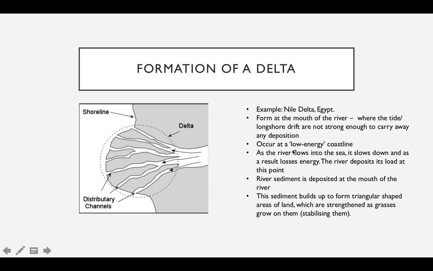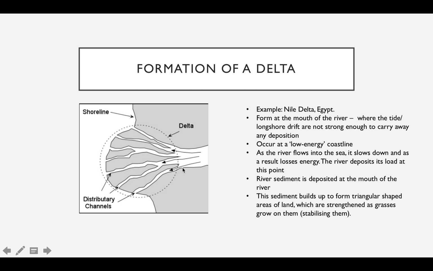So in other words, it occurs at a low energy coastline. So the river flows into the sea, it slows down, and as a result, it loses energy. The river deposits its load at this point, and the sediment builds up at the mouth of the river to form triangular shaped areas of land. So that's simply where you can see the point pointing back upstream. So they're just triangular shapes, and they're pointing back upstream.